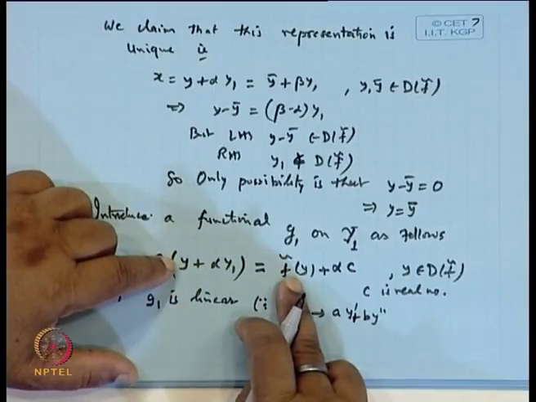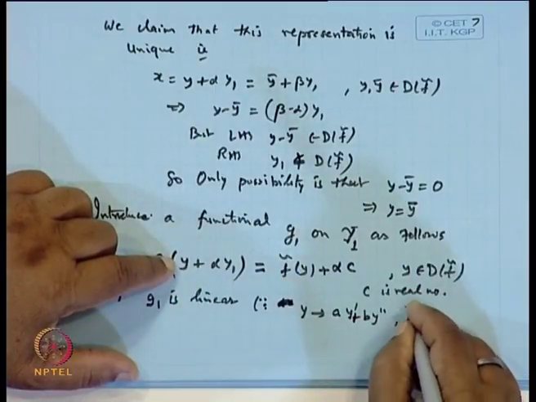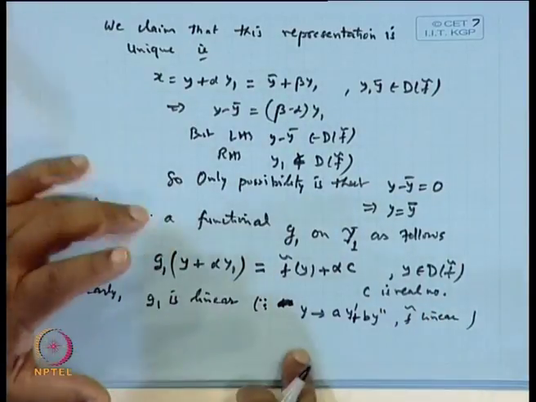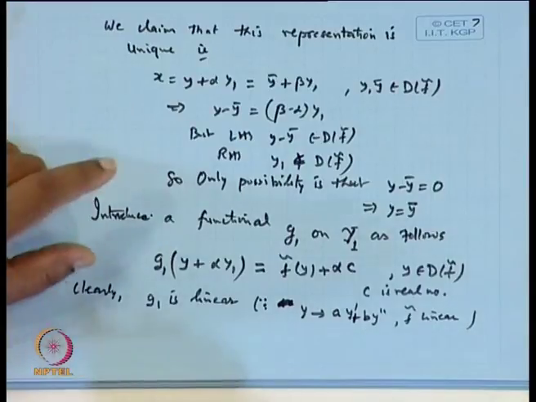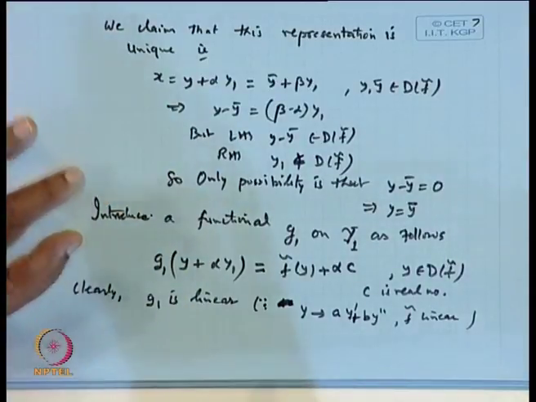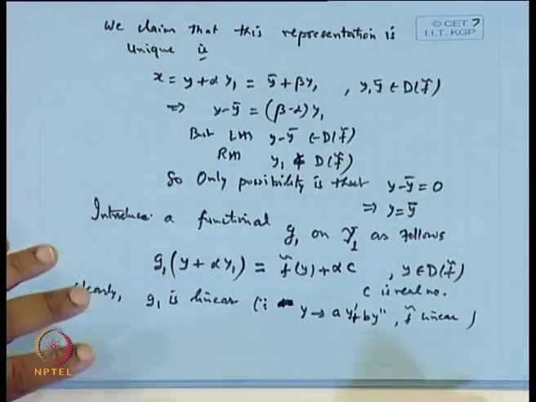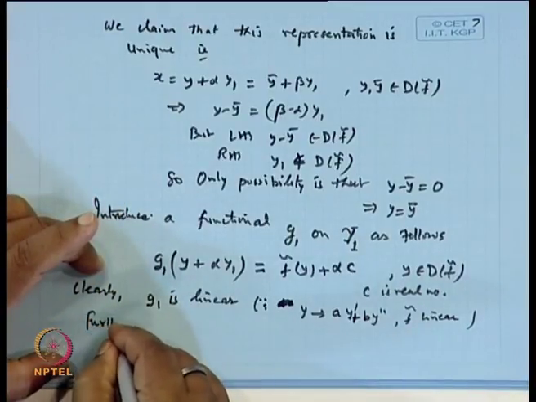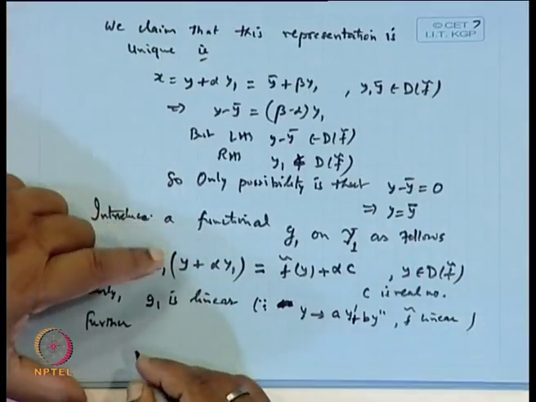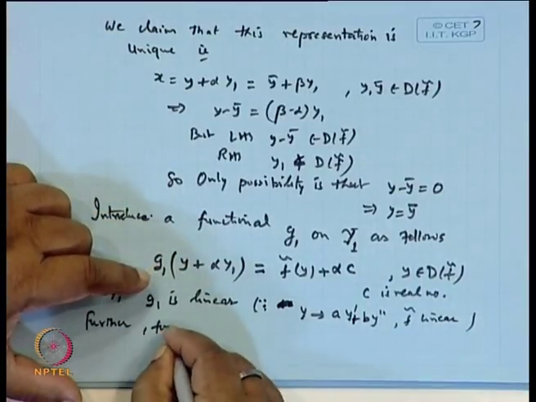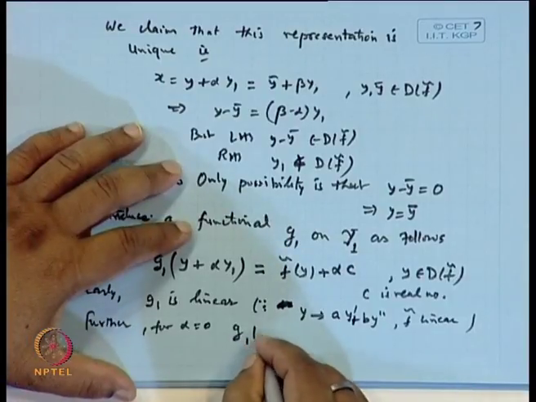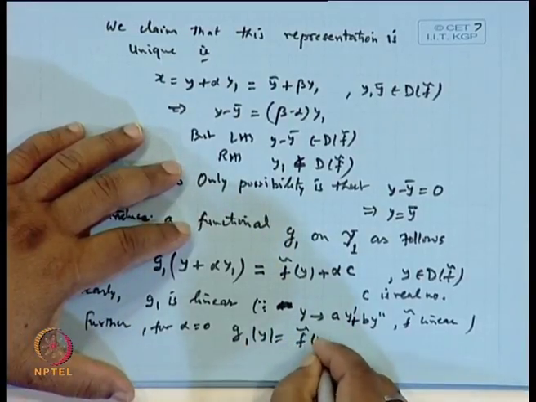Then we say, because f bar is linear, it will break up into this and we get the linearity. Okay. So, G1 is linear, so I need not show this part. See, G is linear. Then further, because for alpha equal to 0, G1 coincides with f delta.